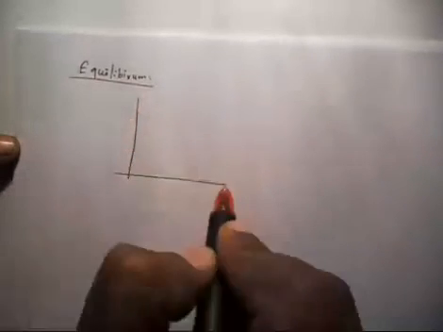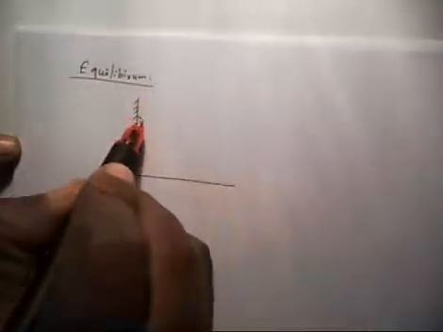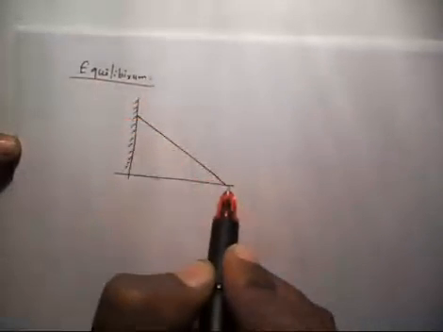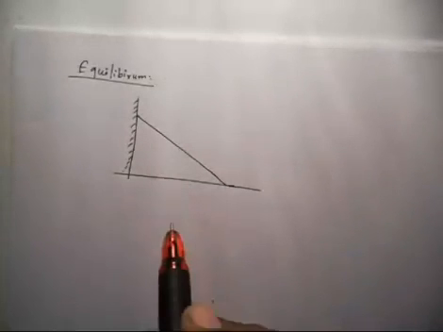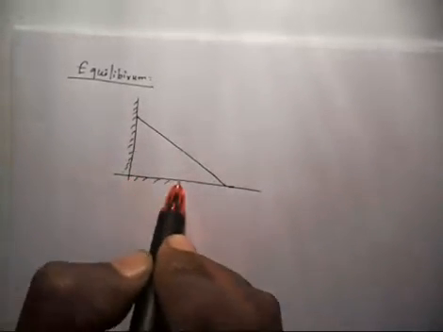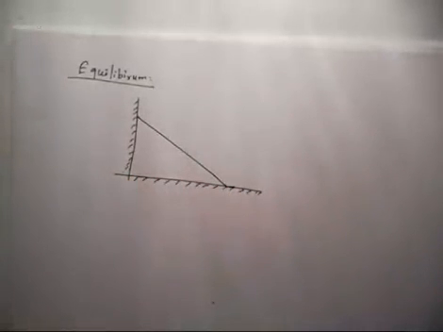A ladder rests in limiting equilibrium against a rough vertical wall. So there is a rough vertical wall. So this wall is rough. And there is a ladder that is resting against this vertical wall with its foot on a rough horizontal ground. This ground is also rough. This is given in the problem. This is also rough. So horizontal as well as vertical.